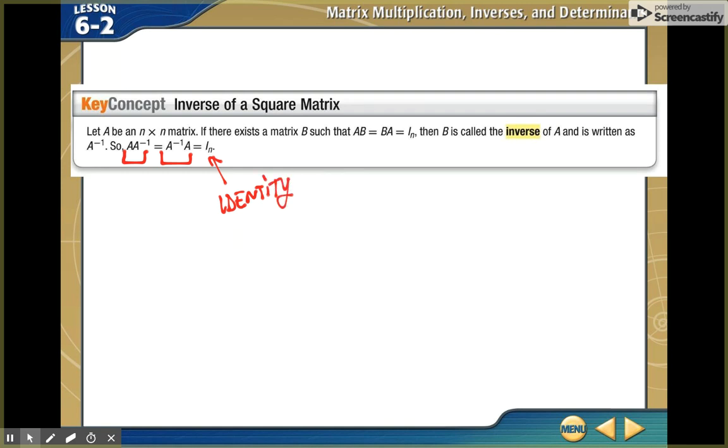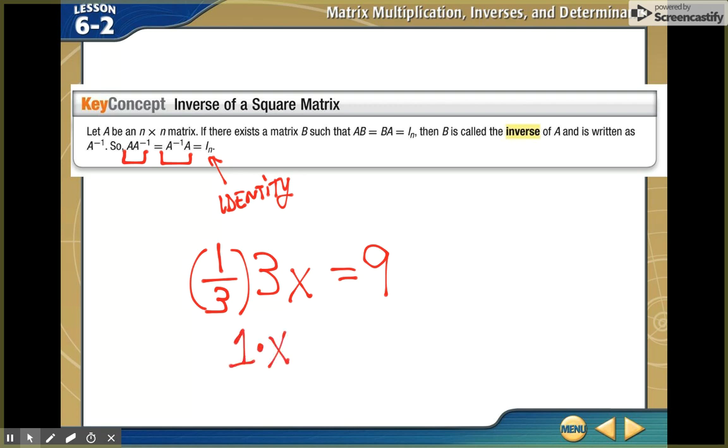If I had 3 times x equals 9, the way we've solved that in the past is to multiply by the inverse of multiplication, which is division. So 1/3 times 3 gives me the identity for multiplication, which is 1 times x. I just have to do that to both sides, and I would get our value. So we've done this before with numbers, and now we're going to look at it using our matrix operations.